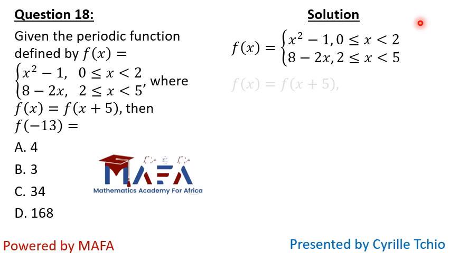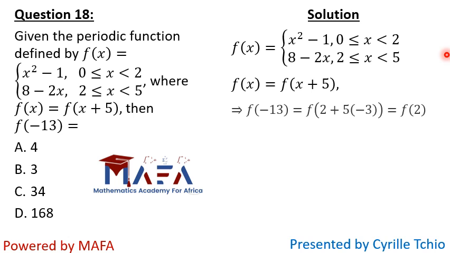You have the function, so f of x equals f of x plus 5. We need to find f of negative 13, so we need to express negative 13 in terms of something we can find. Let us find that. f of negative 13 is equal to f of 2 plus 5 into negative 3. 5 into negative 3 is negative 15. So if we add 2, you are just going to have negative 13. So f of negative 13 is the same thing as f of 2.